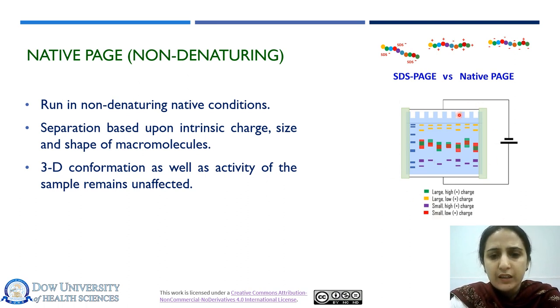As shown over here, if you have a gel as shown here, and there are two proteins which are small in size, one has a high charge and one has a low charge. Therefore the protein which has a low charge will move slower as compared to the protein which is of the same size but has a high charge, because here the separation is based on the intrinsic charge of the protein.